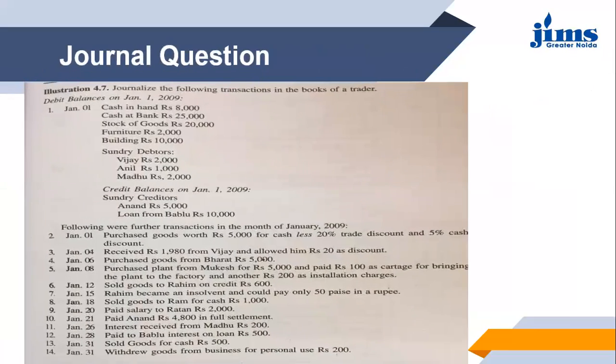Then coming to the next entry, that is sold goods to Rahim on credit 600. Sales is where the asset is going out of the business. Therefore, sales will be credited. Sales is always a credit item. Purchase will always be debited. Since it is a credit sale, Rahim account will be debited because Rahim is the receiver here. So sold goods to Rahim on credit 600.